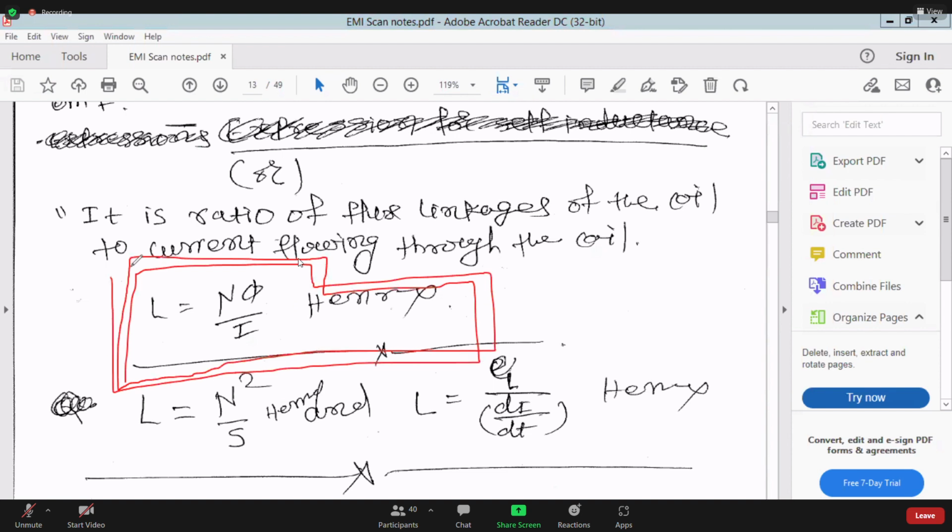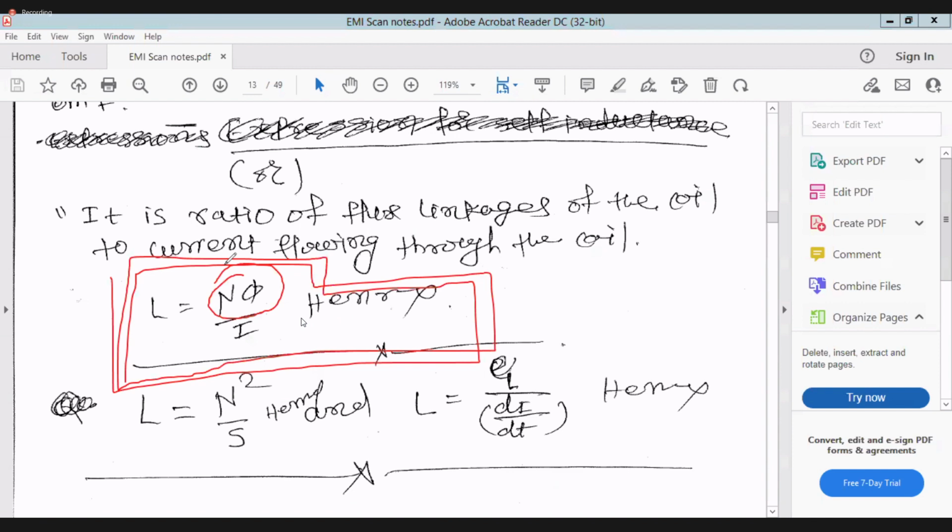L is equal to N phi by I. What is N phi? Number of turns and flux. The product of number of turns and flux is called flux linkages. So the ratio of flux linkages to current in the coil is also called self-inductance. That is the second definition. But what is the basic definition? It is a property of the coil to oppose the change of current in that coil, which is called self-inductance.